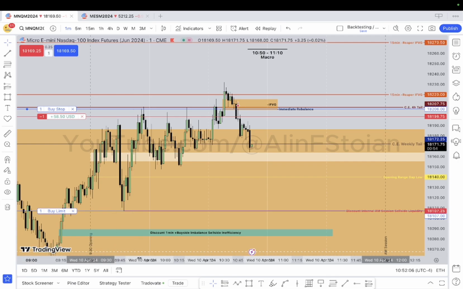So right now we have a kind of a free look. What I saw also is the market closing below the consequent encroachment of the weekly tail. I would like to see the market use this as a means of resistance and also leave this inefficiency open. I'm going to delete this immediate rebalance because there's too many annotations here.